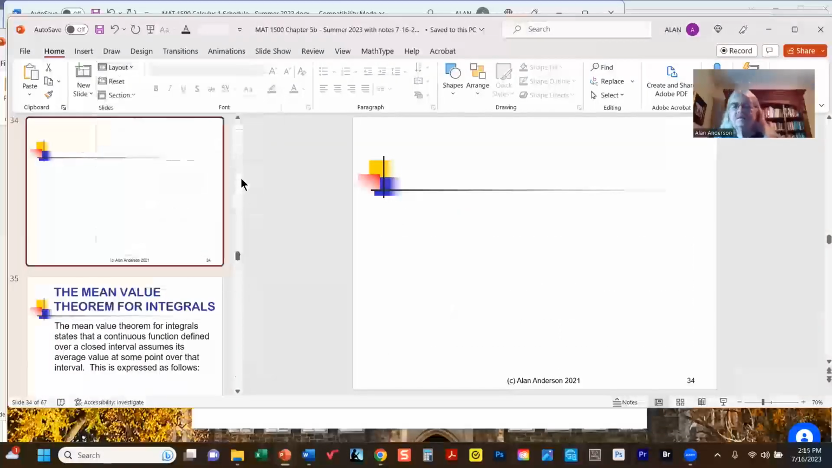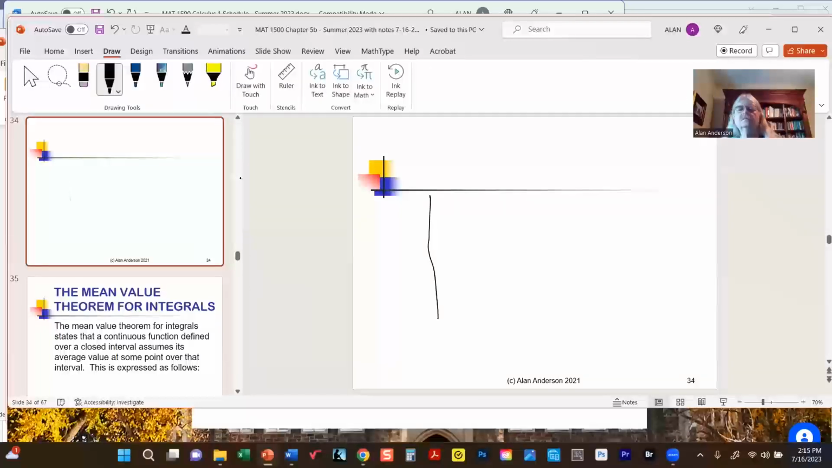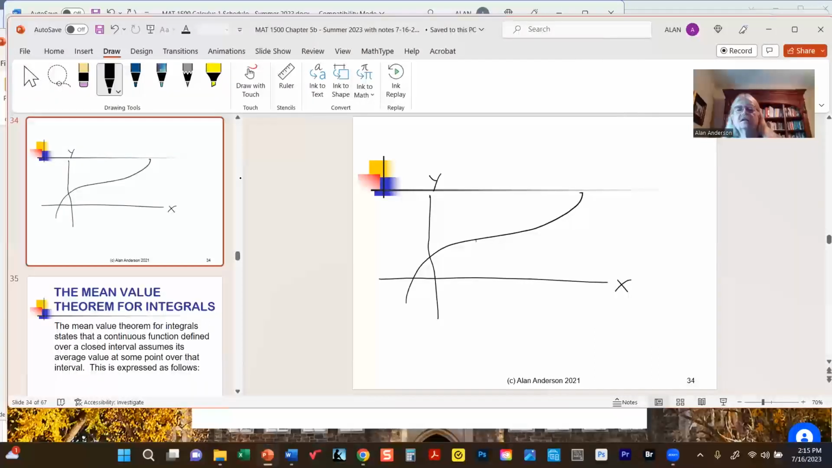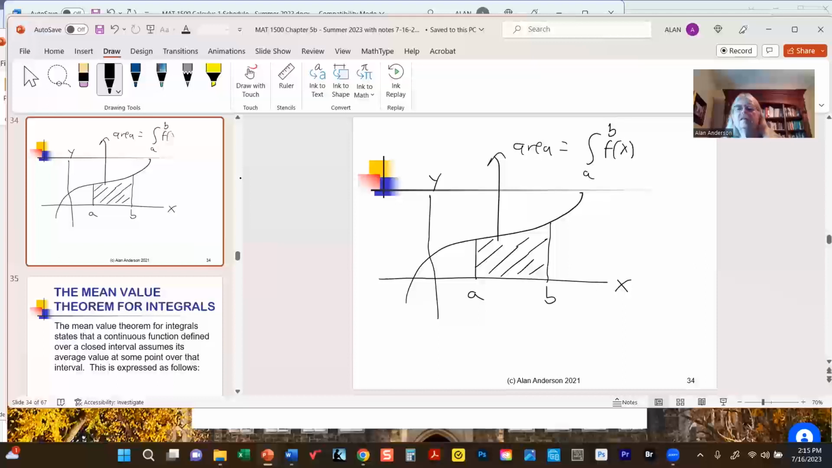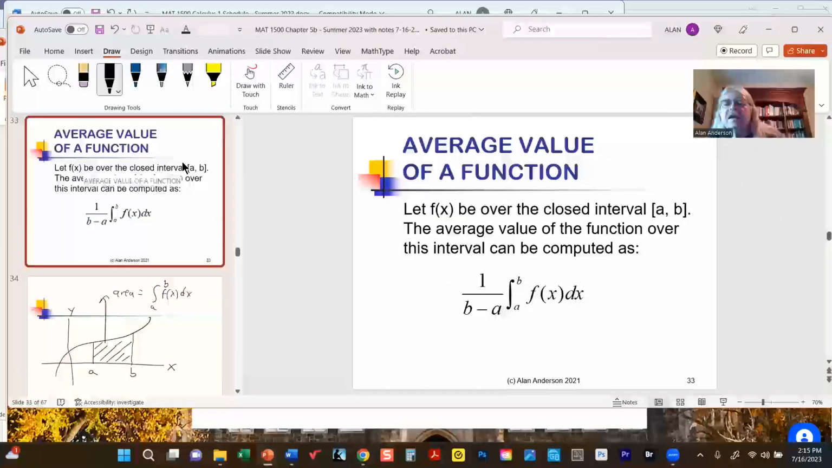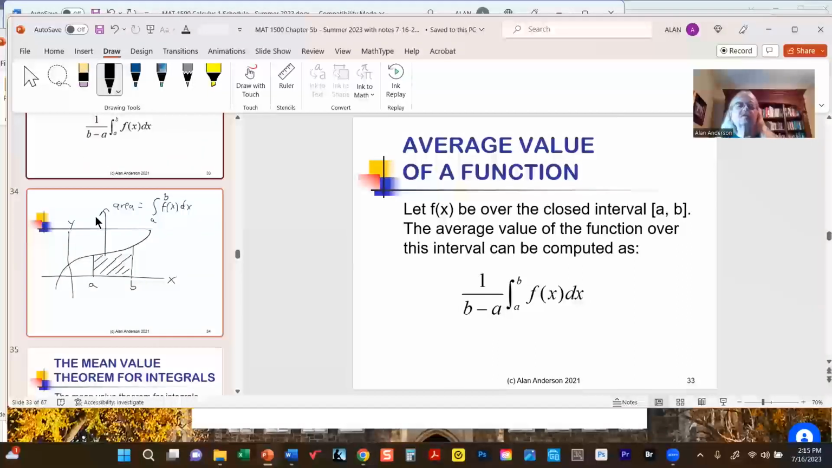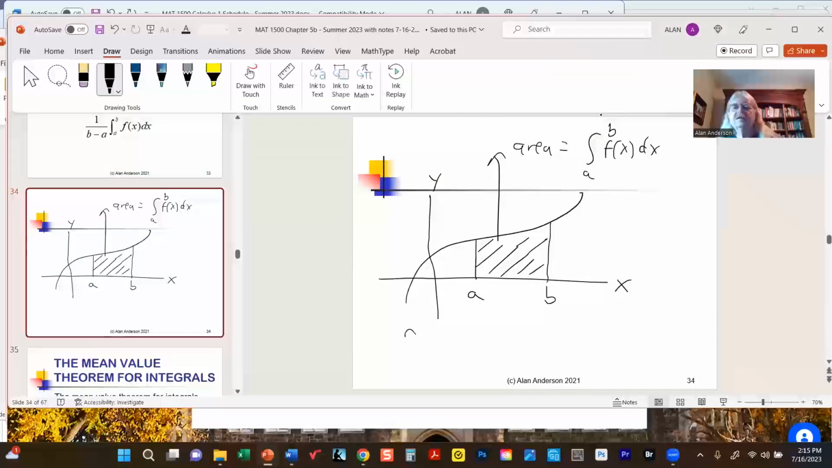let's draw a little sketch here. Let's say this is A and this is B. We already know that the area under this curve between these 2 points can be calculated as the definite integral of our function between A and B. But now what we're going to be seeing here is that if we now take that result and divide it by 1 over B minus A, what we'll end up with is the average value of the function over that interval.